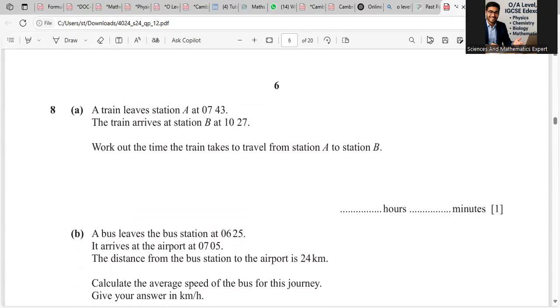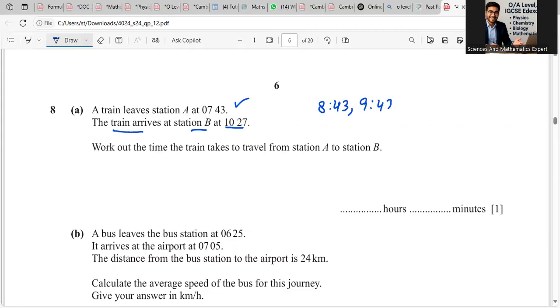Now a train leaves station A at 7:43 and arrives at the station at 10:27. What is the time taken for the train in hours? 7:43 to 8:43 is 1 hour, and then 9:43 is the second hour. After that, it is not reaching 10:43, it is less, reaching 10:27. So these are the 2 hours complete.